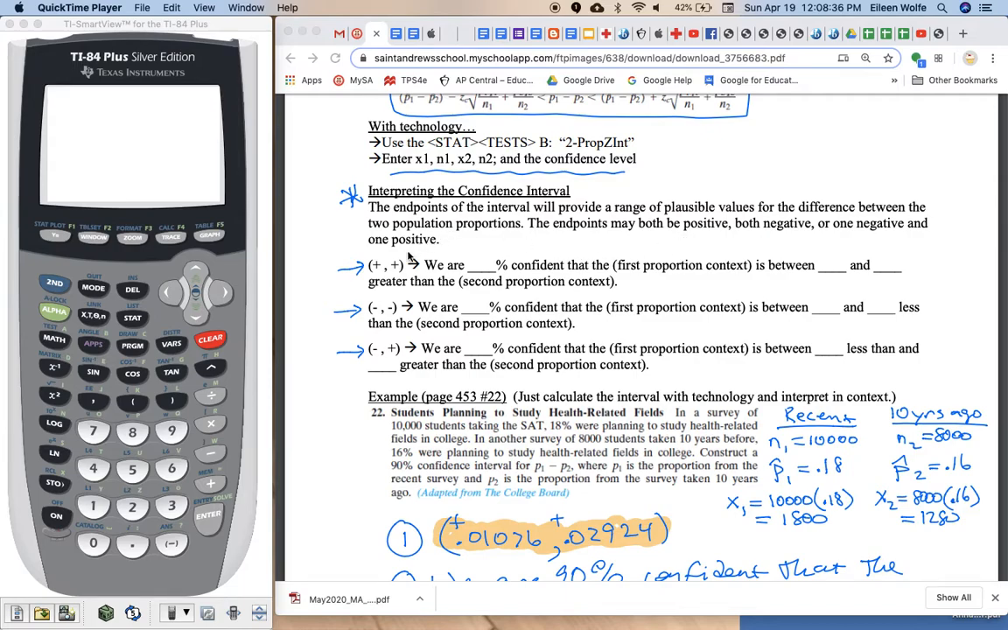So in those situations, two positives, remember the interval is for P1 minus P2, so that means two positives, the first proportion would be between blank and blank greater than the second one. Two negatives, it would mean that the first proportion is blank and blank less than the other one. I could twist the sentence as well to say that the second proportion is blank and blank greater than the first proportion. Okay, and then finally, if I have one negative, one positive, it's that inconclusive scenario because now the first proportion could be anywhere from blank less to blank greater than the second one.